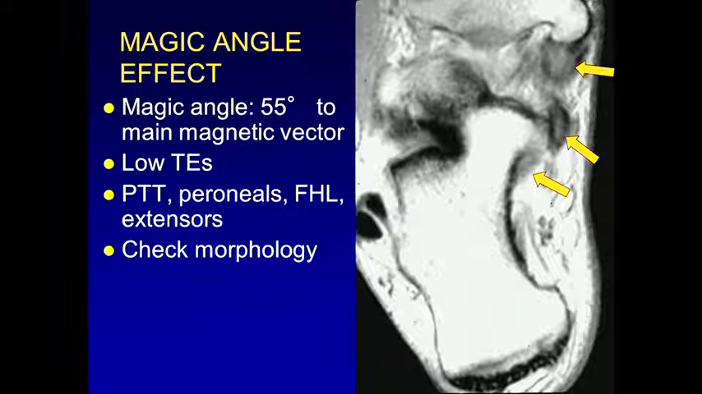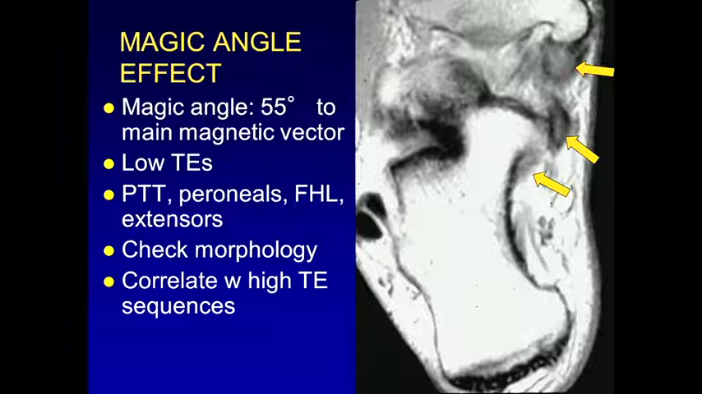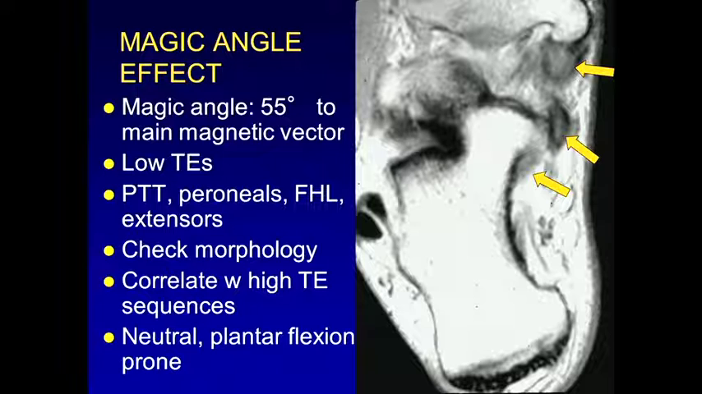So how do we distinguish that from pathology? For true pathology, we look at the morphology of the tendon. Even if you don't see the tendon at the site of magic angle, you look at it above or below. You look and you correlate with high TE sequences. So if the tendon looks normal on T2 weighted images or STIR, then it's probably a magic angle effect.